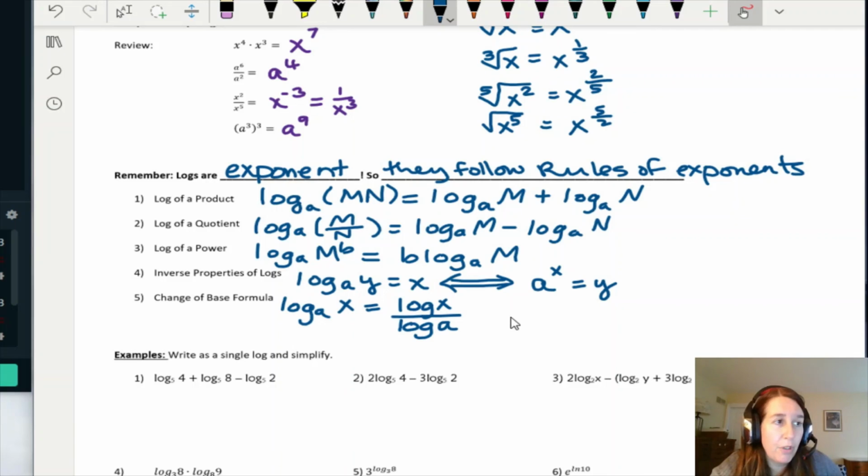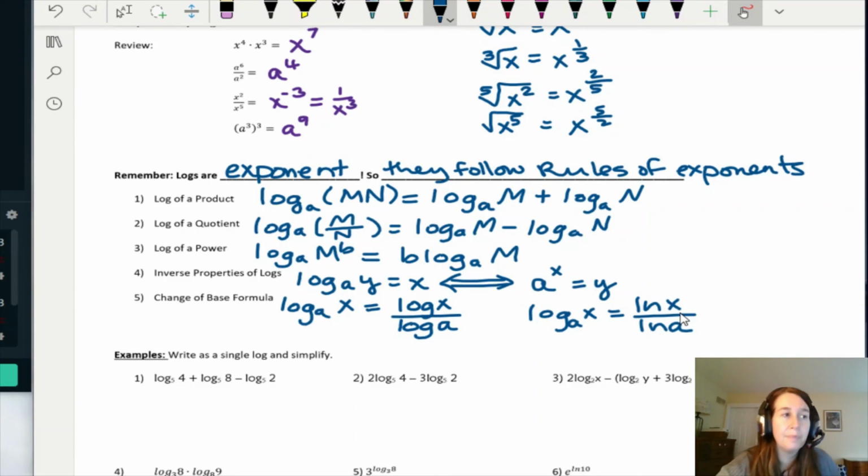There's also another common change of base formula that we use. We can turn log base a of x into natural log, because our calculators also have an ln button. So ln of x divided by ln of a. In this case, we change the base from a to e, because with natural log, the base is implied; it is e. We'll do examples in that next video.